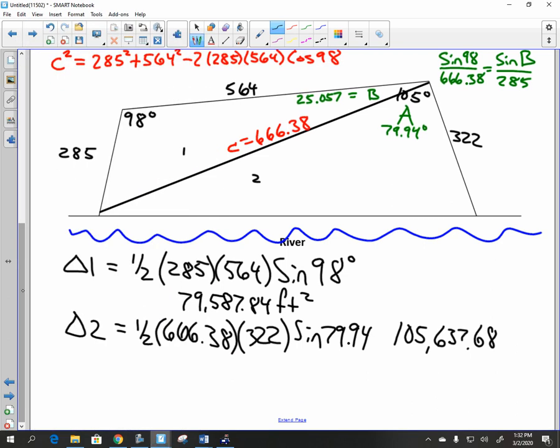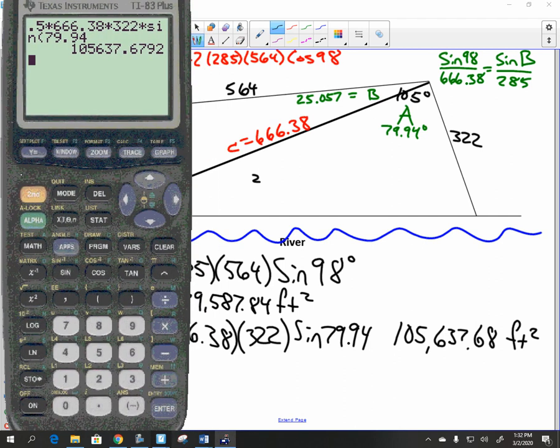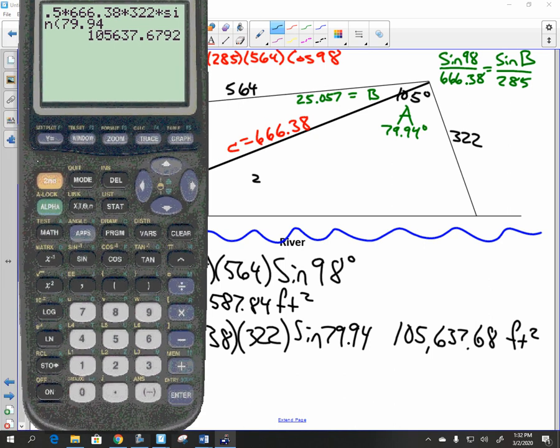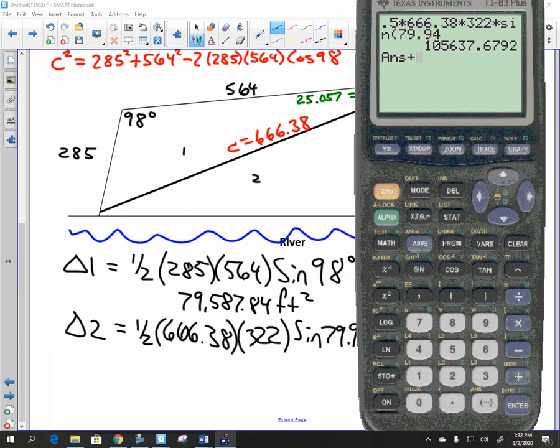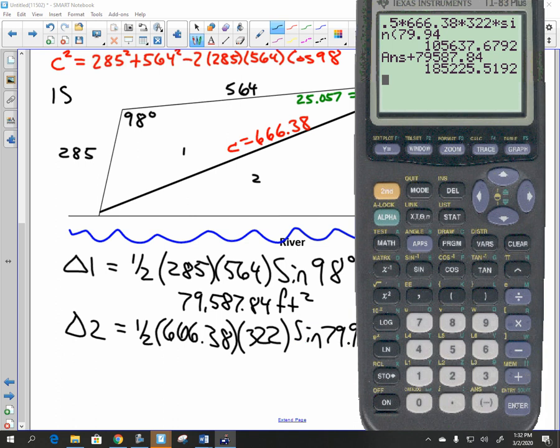feet squared. So how would I go about finding my total area? Add those two together. So I take that 105,000 and I add to it 79,587.84, and I get 185,225.52 feet squared. And that's important.